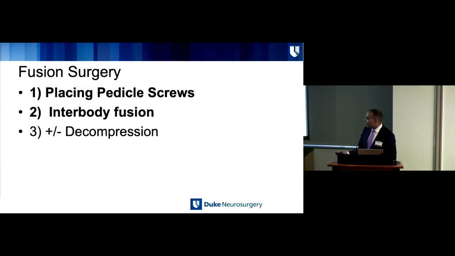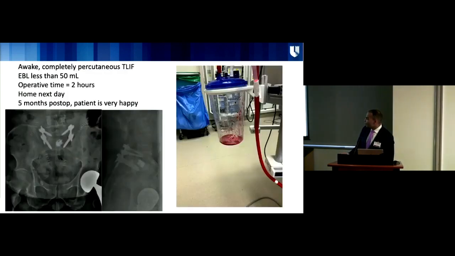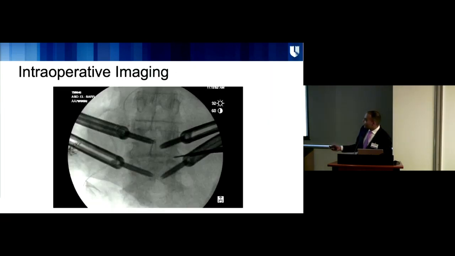We've used the robot, actually, to enter into Kambin's triangle. So for the residents and the fellows, you can learn to do a little bit of trickery and so on. So we just designed a screw to go through Kambin's triangle. And this was our first case that we did. It was a patient that refused general anesthesia. We put them under spinal anesthesia. And you can see here we use the robot to enter into Kambin's triangle.